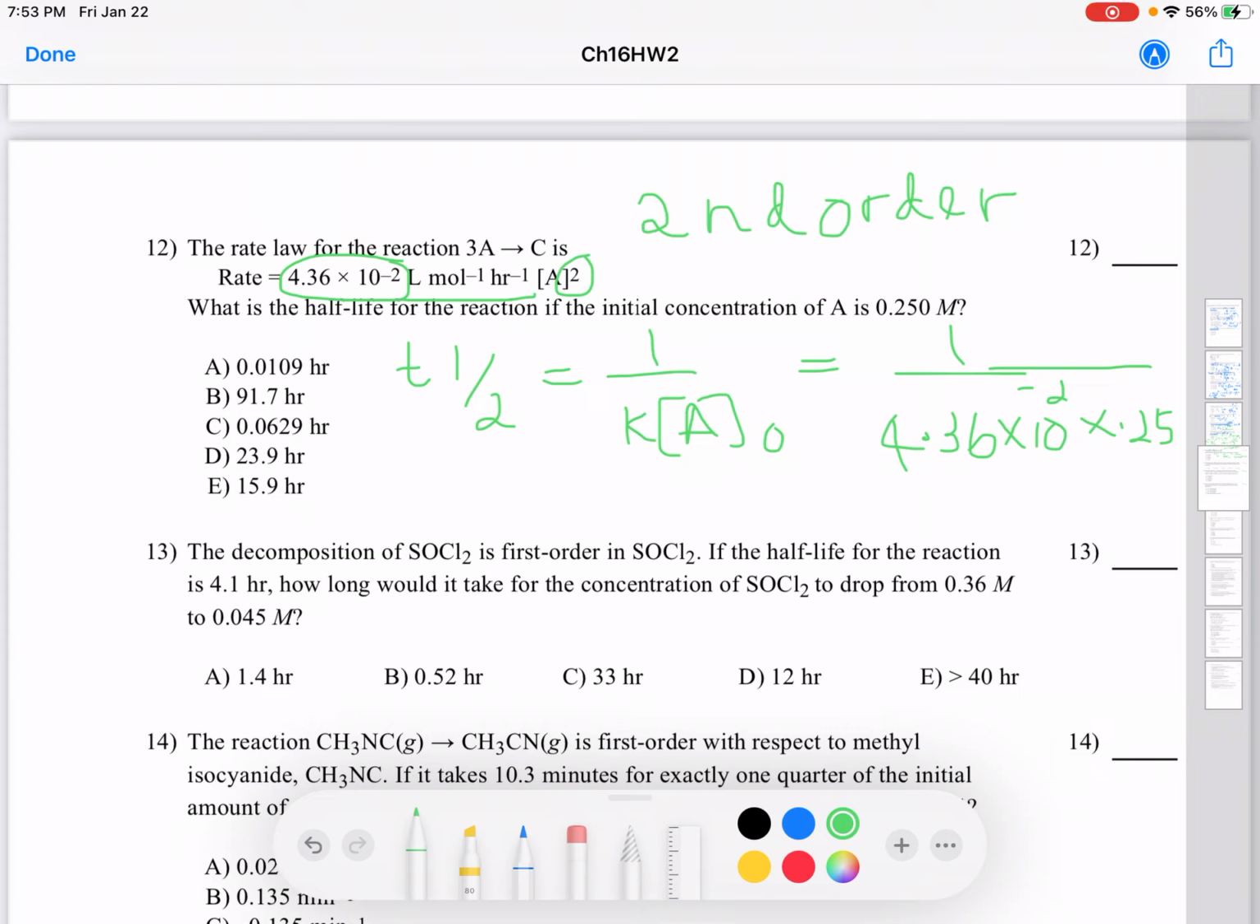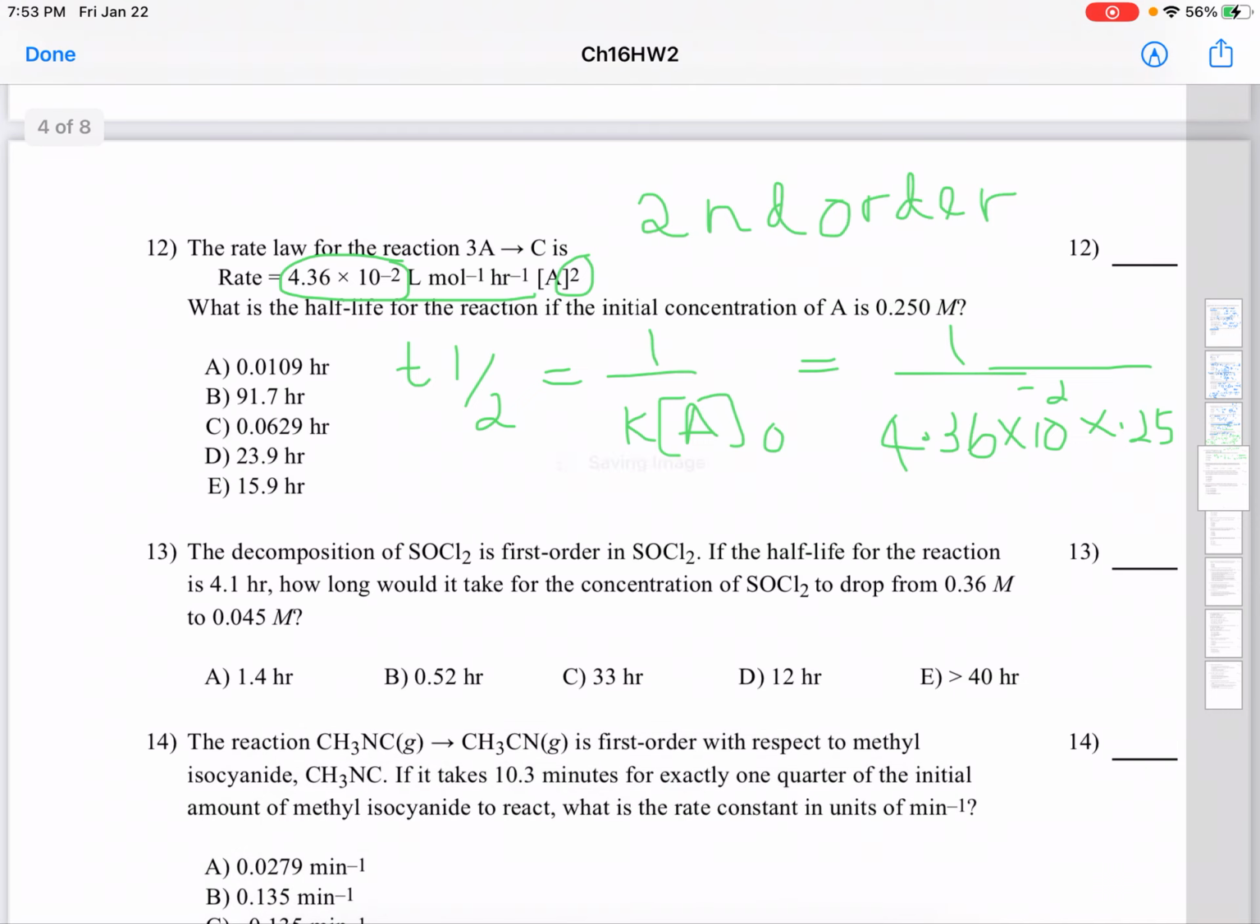Yes, it would be in hours. 1 over 4.36 times 10 to the negative 2 times 0.25. Yes, so you guys can get the answer for that.